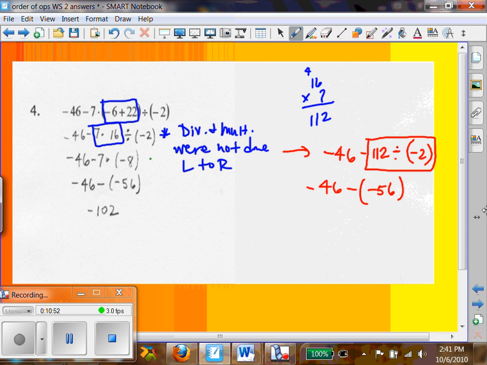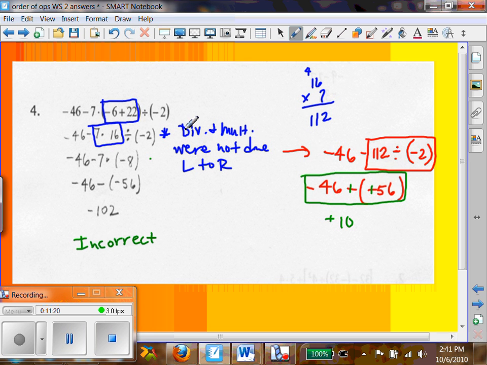All right, in our very last step, we've got subtraction. So that means obviously you want to change that to an addition problem. So if I have 46 negatives and 56 positives, that means I have more positives, so my answer is positive. How many more? I have 10. So I should have gotten an answer of positive 10. So again, number 4 is also an incorrect work, and mostly because that main issue was the multiplication and division weren't done from left to right like they should have been.